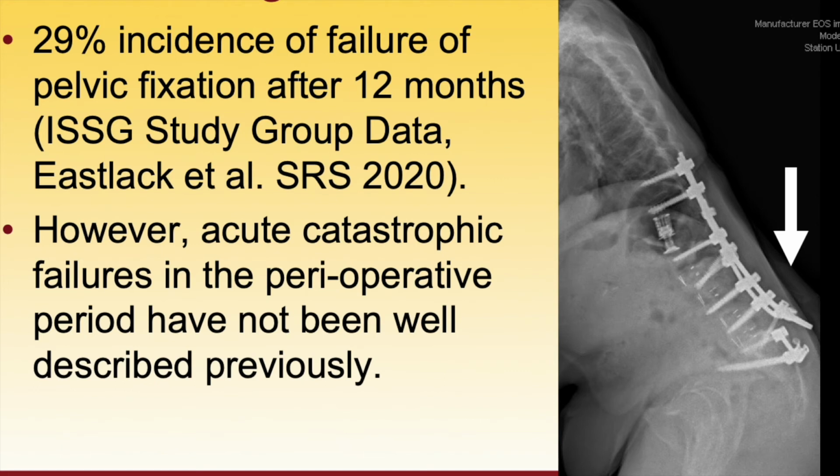We all know that long-term failure of pelvic fixation can occur with an incidence up to 29% in some series, but typically the reported mechanisms are associated with fatigue failure, such as screw or rod breakage or screw loosening. However, acute catastrophic failures have not been well described.